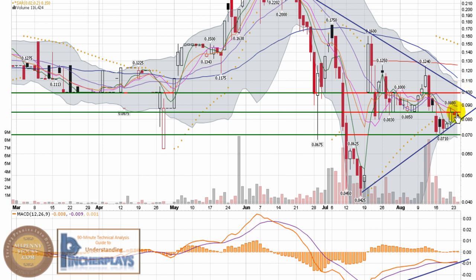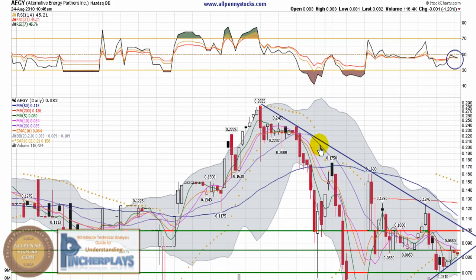So the break of this initial support or this initial resistance, while holding these support levels and then going up and challenging this dime, is kind of what AEGY really needs to do if it's going to maintain some strength. Ultimately, break this trend line and challenge this 50-day moving average, which is coming down. Those are the key things to take a look at when following along with AEGY.